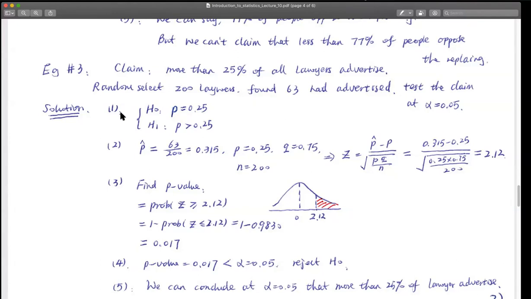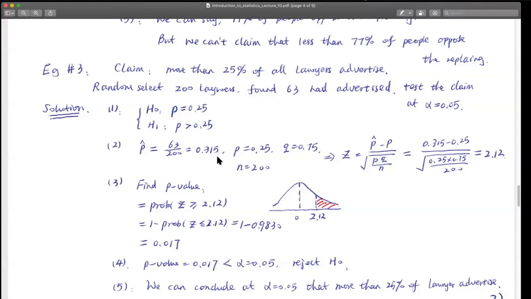Now, step number 1, write down H0, right? This case here is a proportion. So we are using P is equal to 25% for H0, and for H1 I write down here, P is bigger than 25%. Why is that? Because it's mentioned in the statement, right? So that's our first step.